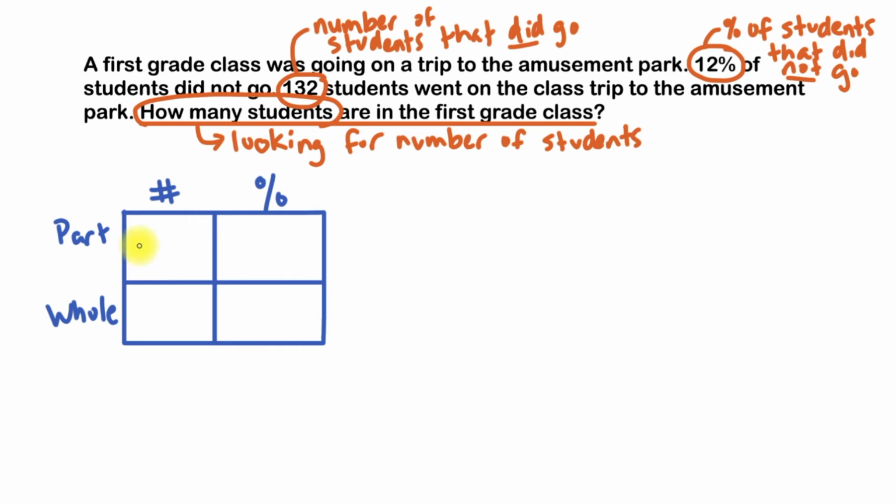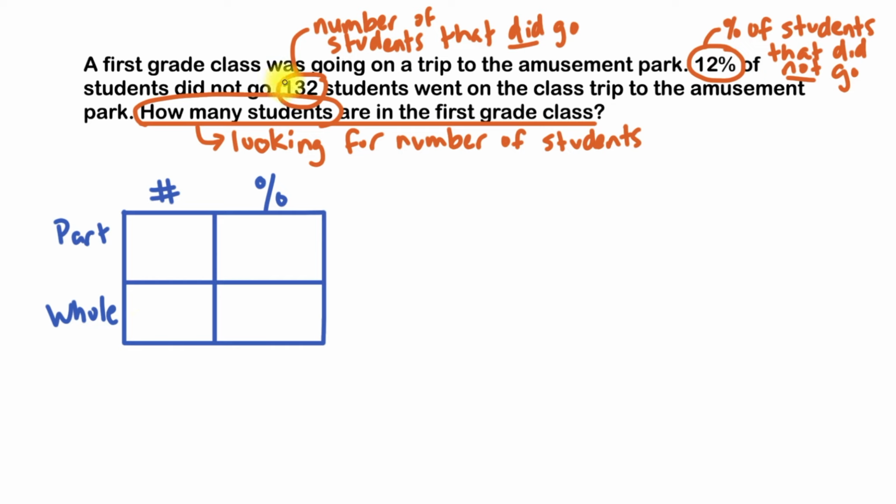This is going to represent the specific part we're talking about, and this is going to represent the whole group of whatever it is we're talking about. And let's take our values and start by putting them into the table. So is 132 a percent? Not at all. So we're not going to put it in the percent column, which means it has to be in the numbers column. But will it be in the part box or the whole box?